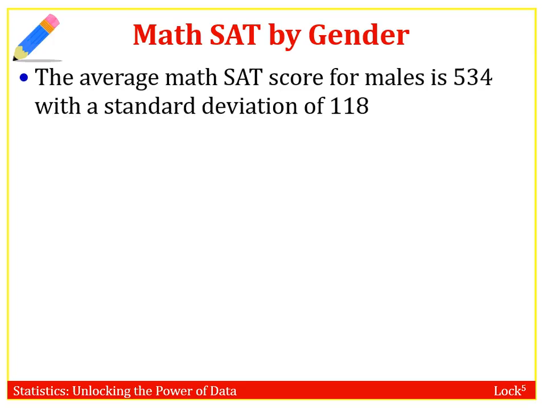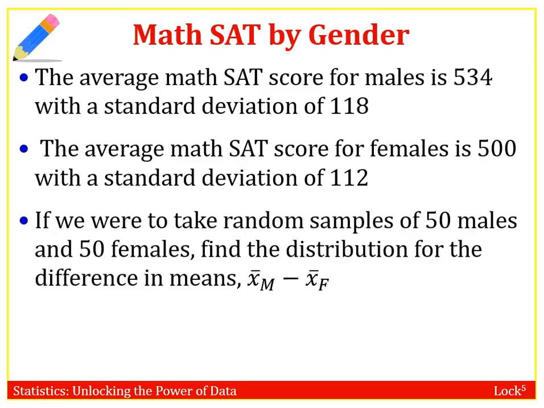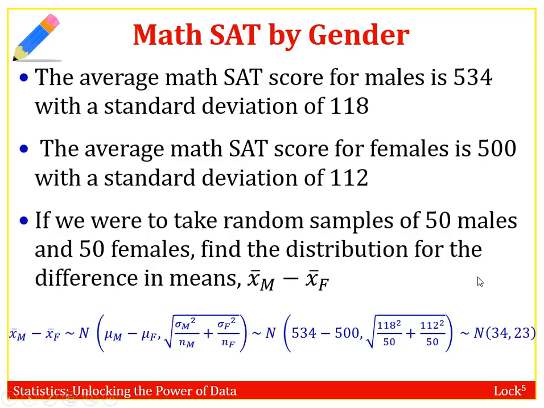So consider this situation. So let's take a look at our distribution. We know it's going to be centered at the differences in our two means. So our first mean is 534, our second mean is 500. So we need to subtract those two, and we'll get 34. Then we need to look at our standard error.